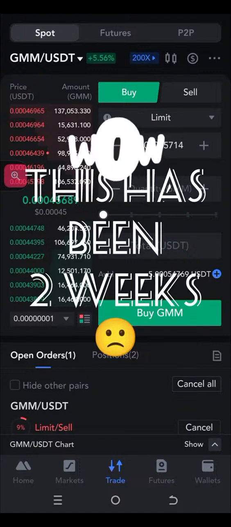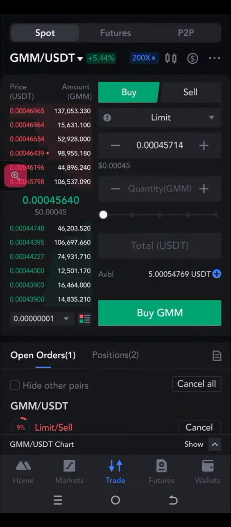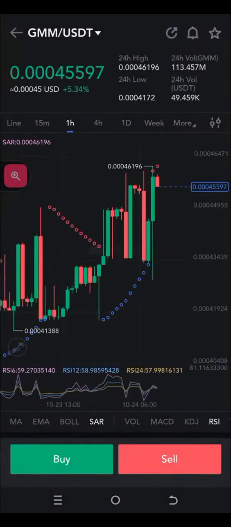Wow, this has been 2 weeks. We've been at this trade for 2 whole weeks, 14 days. This is serious. And what exactly happened? It has been affected by the dip of BTC and all of those things, and then the roller coaster happened, and right now it looks like it's going back up. Look at it. And it's going down again. Let me see if I can even make any money from this.